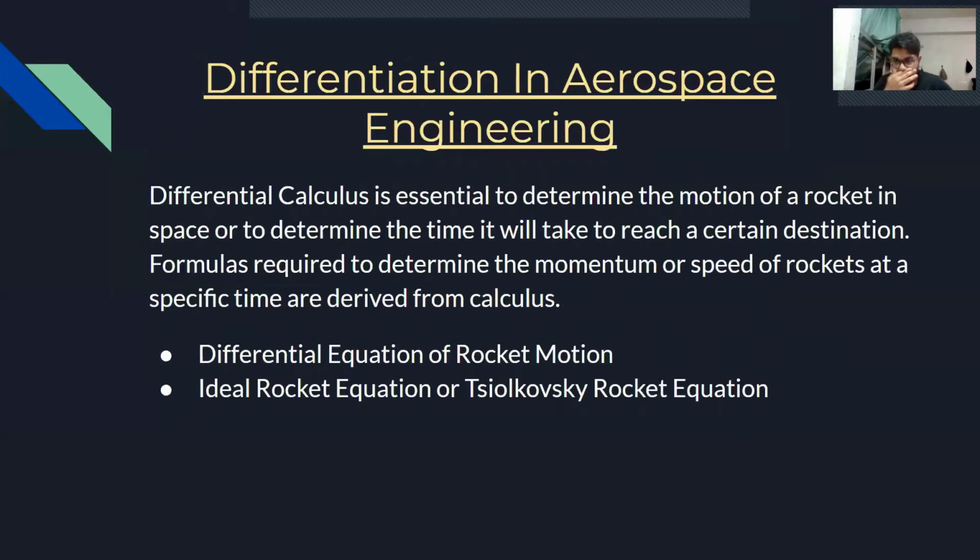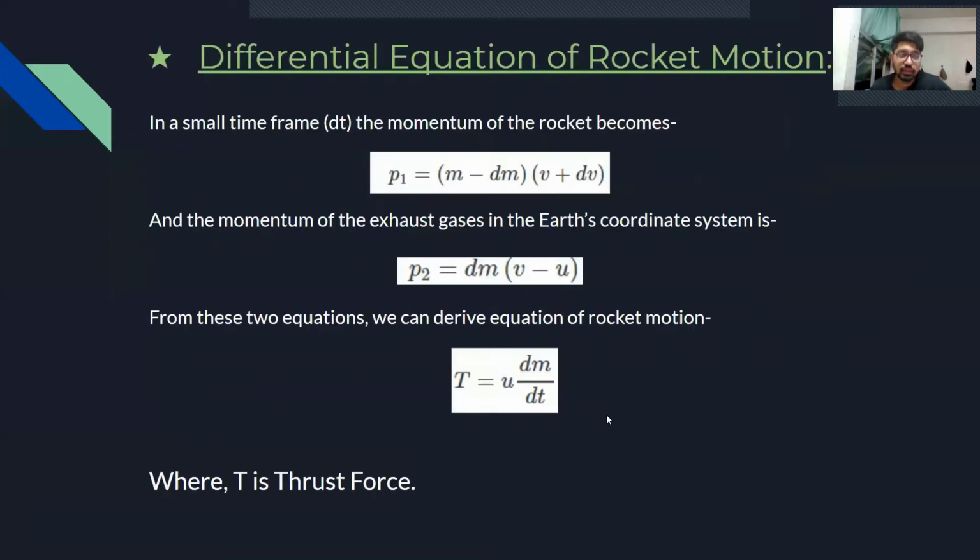Again, we need to use calculus in order to calculate the amount of deceleration required for the rocket to land at its particular destination. The two most important equations to understand rocket science are the differential equation of rocket motion and the ideal rocket equation, or Tsiolkovsky rocket equation. Basically, the differential equation of rocket motion is used to find out the thrust force.